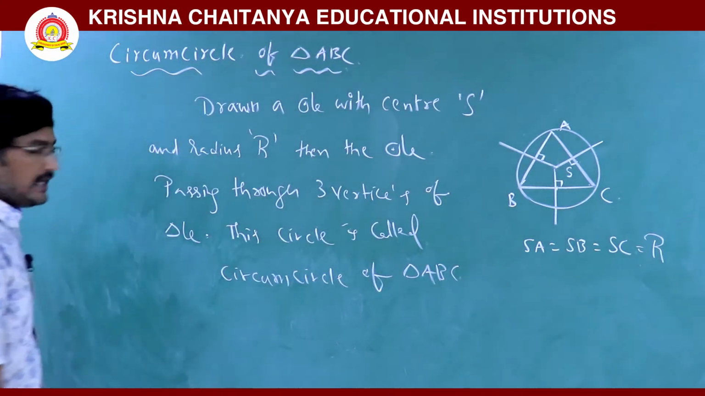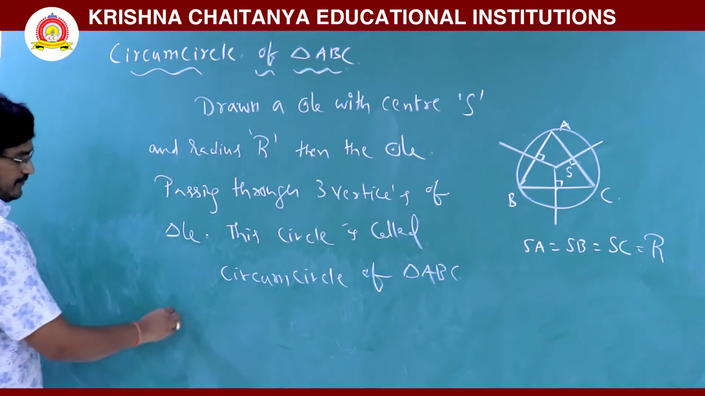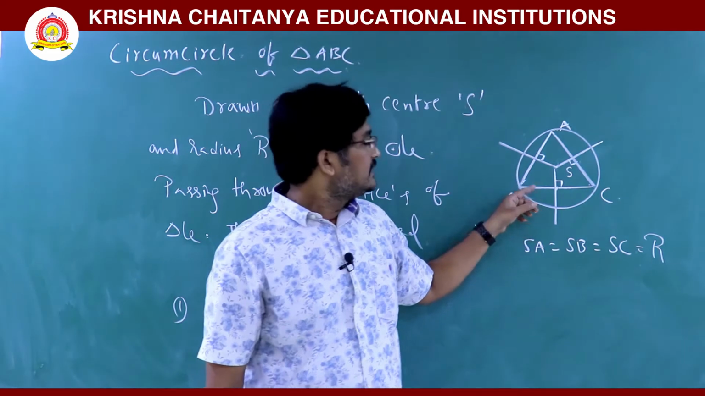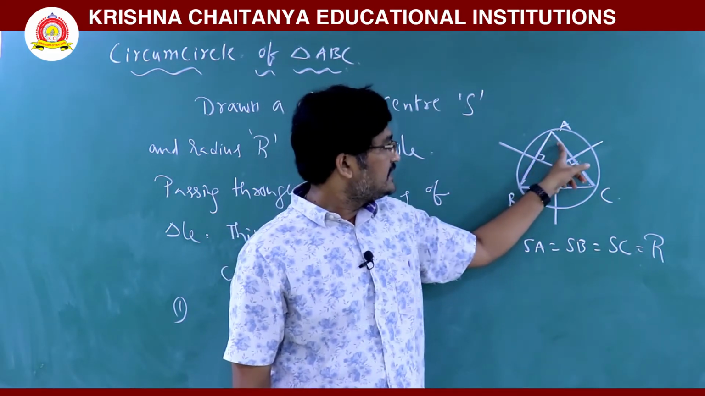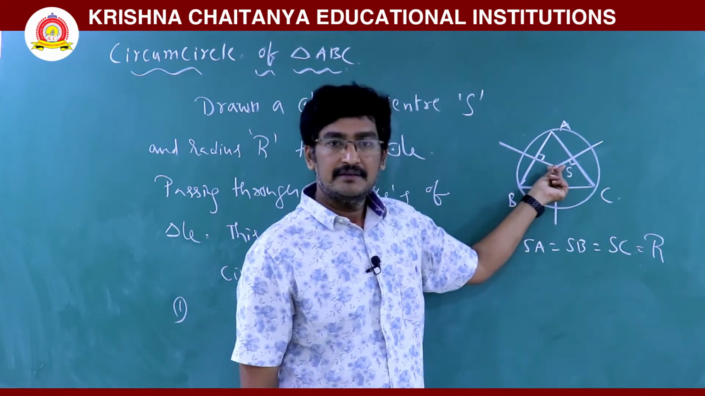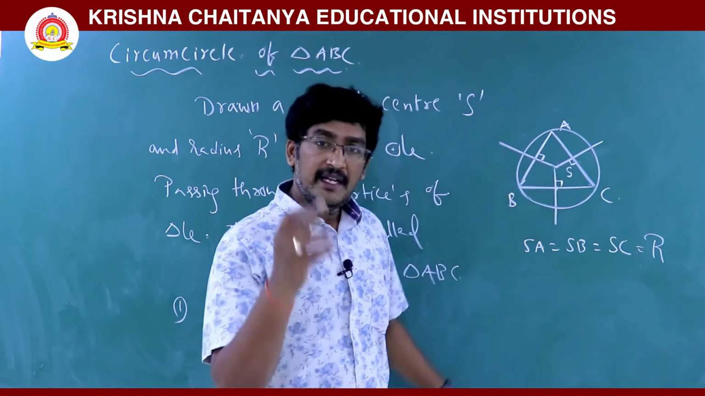Suppose we take an acute angle triangle. See here, this is an acute angle triangle. I have already drawn it here. This angle is less than 90, this is less than 90, this is less than 90. So, this is the circumcenter. But now we have to take a right angle triangle.